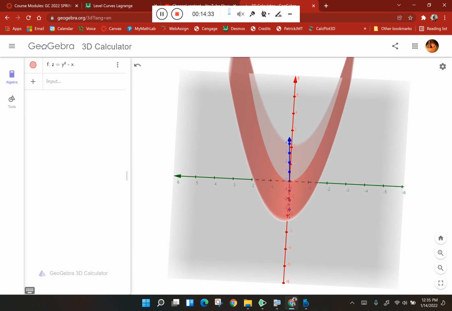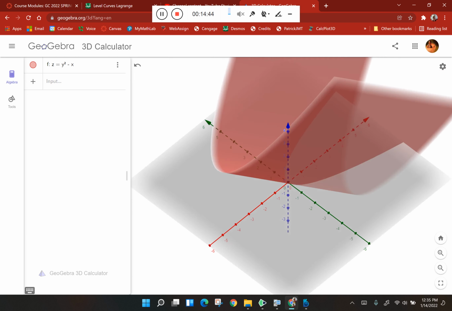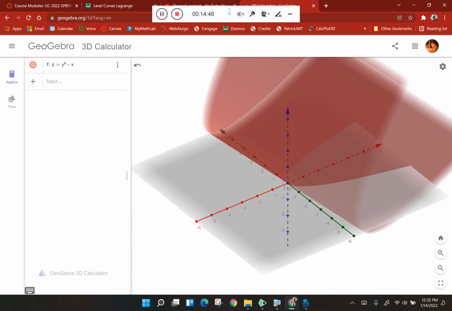Now they call these parabolic cylinders. I know what you're thinking, a cylinder's round. Yes, until it becomes a parabolic cylinder, then it gets shaped like this. It's kind of like a gutter, a trough, if you will. And that's how we would graph these things. That's how we would come across this.